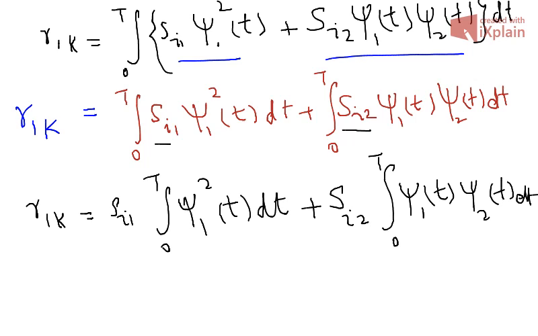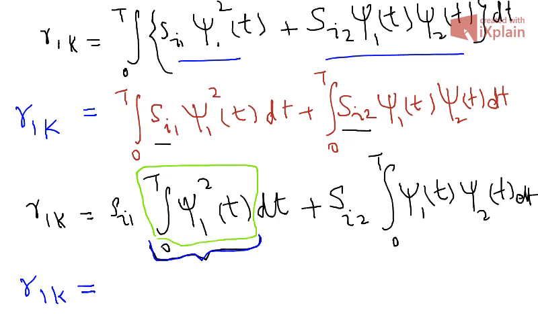Now what is this? I hope you are familiar with this from your previous knowledge. This is actually the energy of psi 1, because this is an orthonormal basis function, as we discussed earlier. Our psi 1 is an orthonormal basis function, so this integral would give you 1. So what do you get here? You actually get s I1, and this is unity, so I'll just skip it.